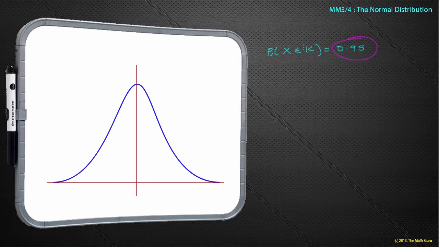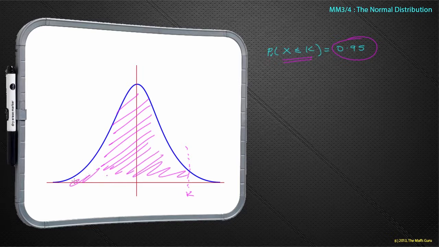Well, 95%, because it says less than or equal to k, is basically saying, well, if we draw a dotted line somewhere on this graph, I now know that this is going to be k, and I know that all of this area, all of it, from the very beginning to the very end, is going to be 0.95. Wow. Well, how do I find that?